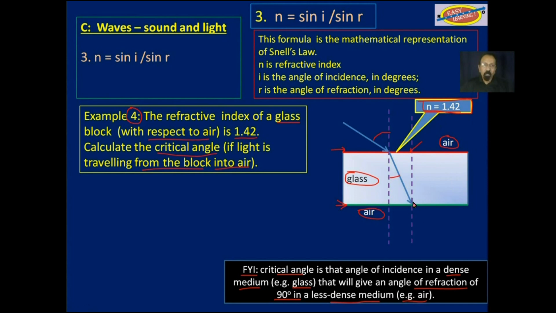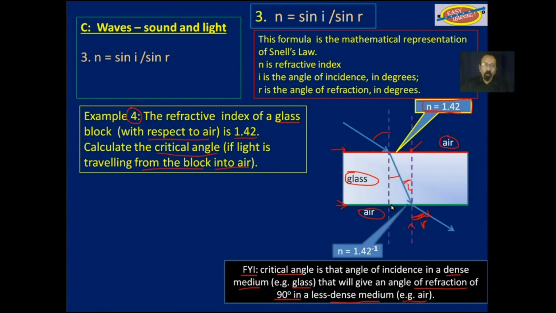Now if we draw another normal at this point, that light ray will go like that, and now this is our angle of incidence and this is our angle of refraction. Because the light ray is traveling from a dense glass to a less dense medium, air, it refracts away from the normal. So this angle of refraction at this boundary is greater than that angle of incidence.